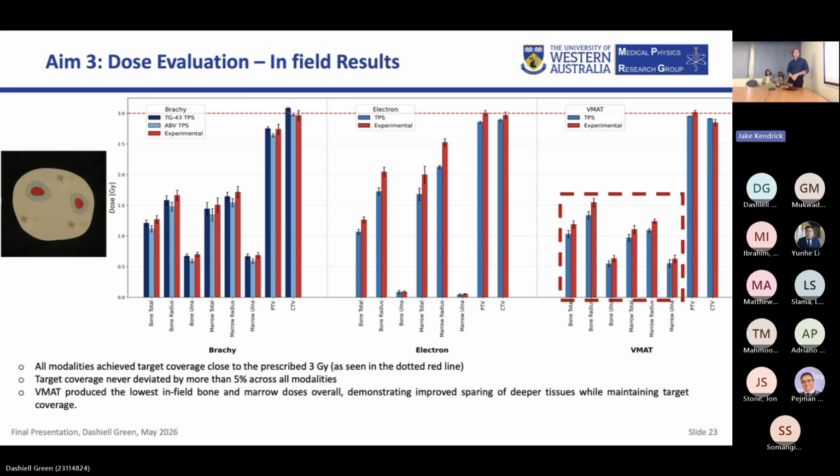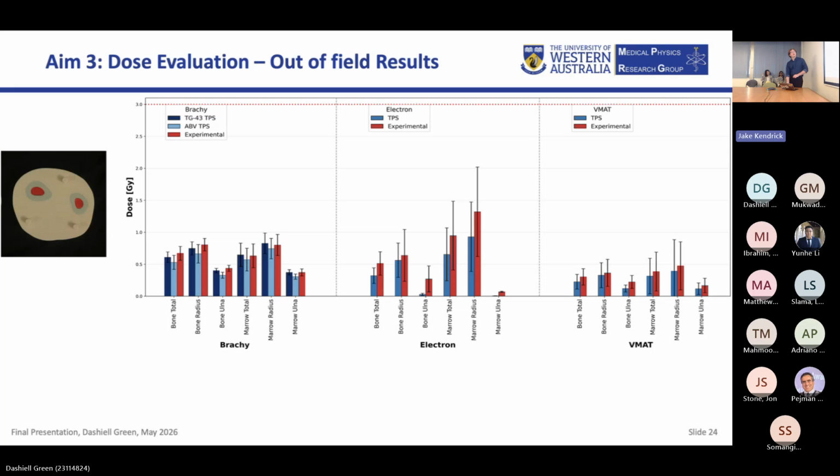VMAT produced the lowest in-field bone and marrow doses overall, demonstrating the improved sparing of the deeper tissues while maintaining the target coverage. And what it overall shows is the experimental film measurements generally followed the TPS trend, supporting the phantom's ability to reproduce modality-specific dose behavior. Across brachytherapy and VMAT, none of the dose values actually deviate by more than 0.2 gray, but electron does deviate at the radius, ulna, bone, and marrow regions.